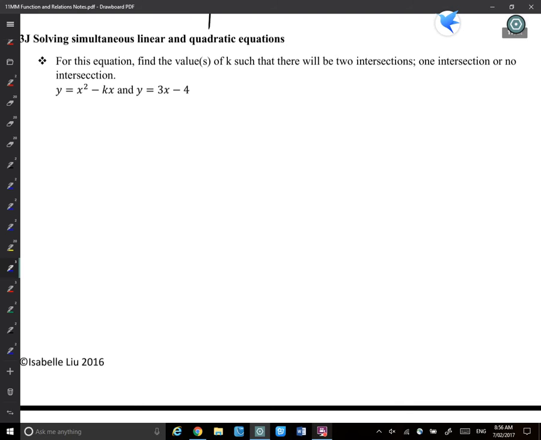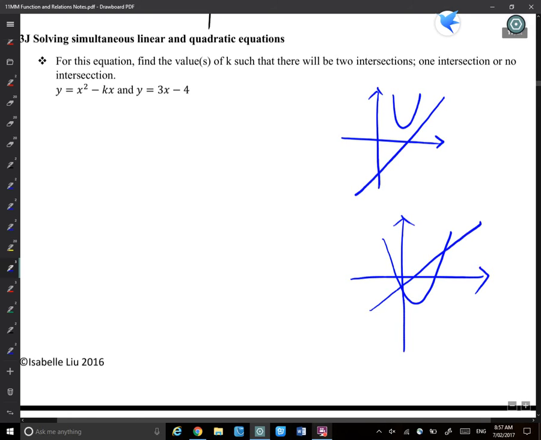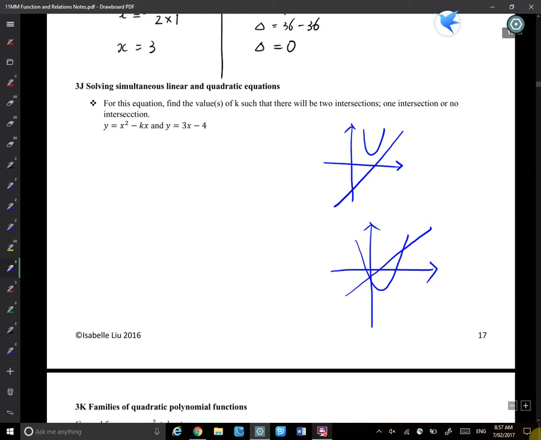We have a quadratic and we have a linear. There will be 3 cases. For the first case, I can have no solution like that. My linear and quadratic never meet each other. No solution in this case. Second case, I can have 2 solutions like this. Or in the third case, we can have exactly 1 solution, which is the tangent. This linear is the tangent of this quadratic. So we have these 3 cases.